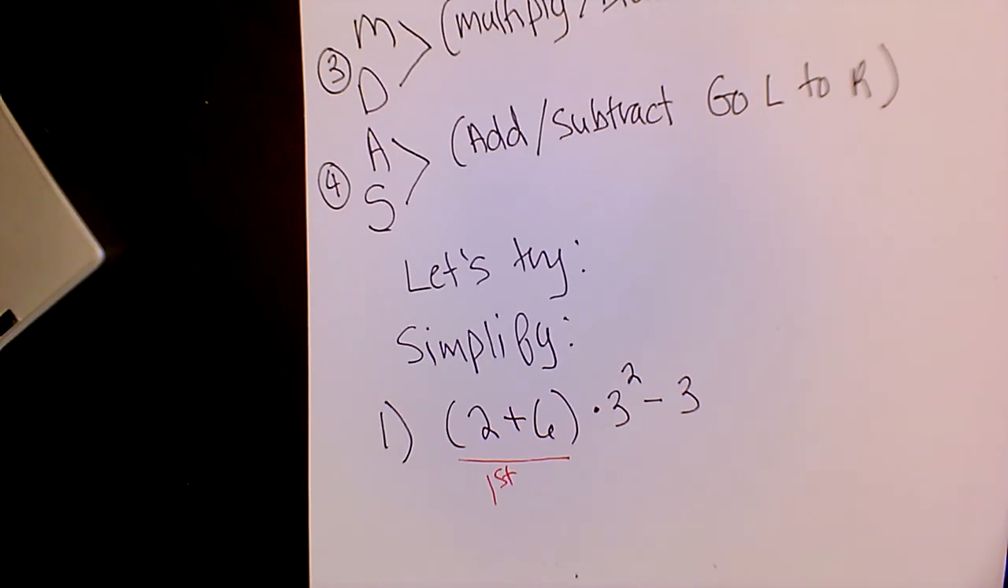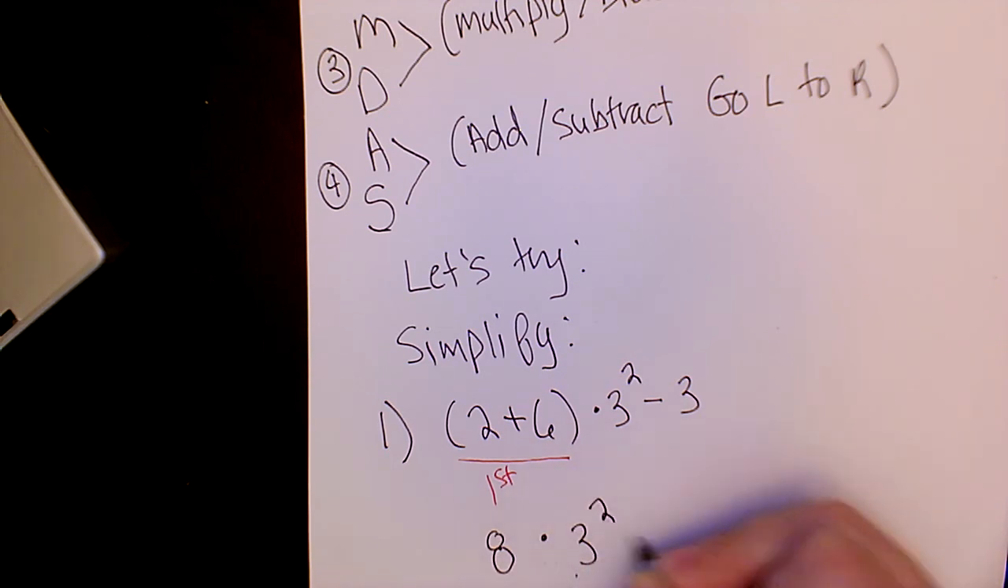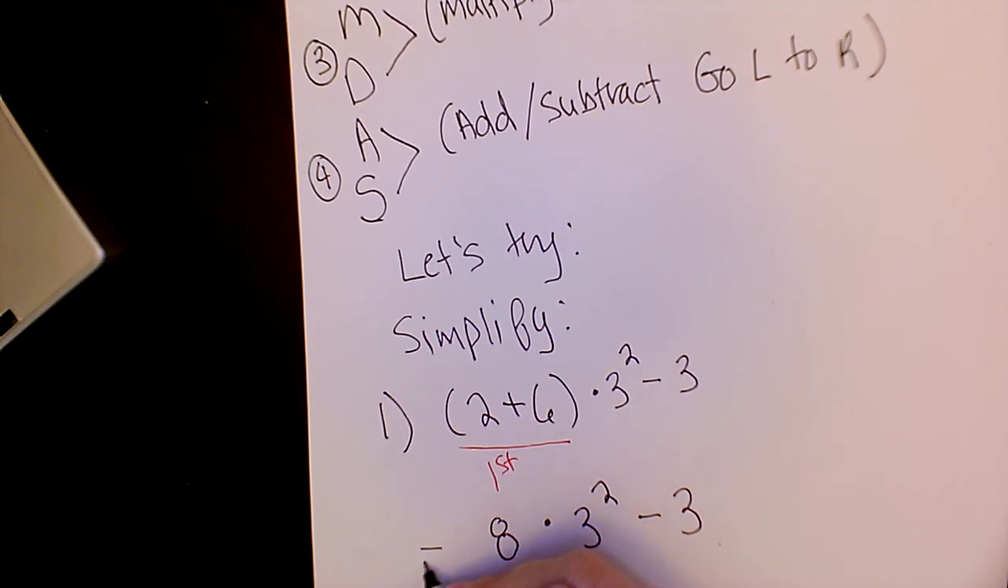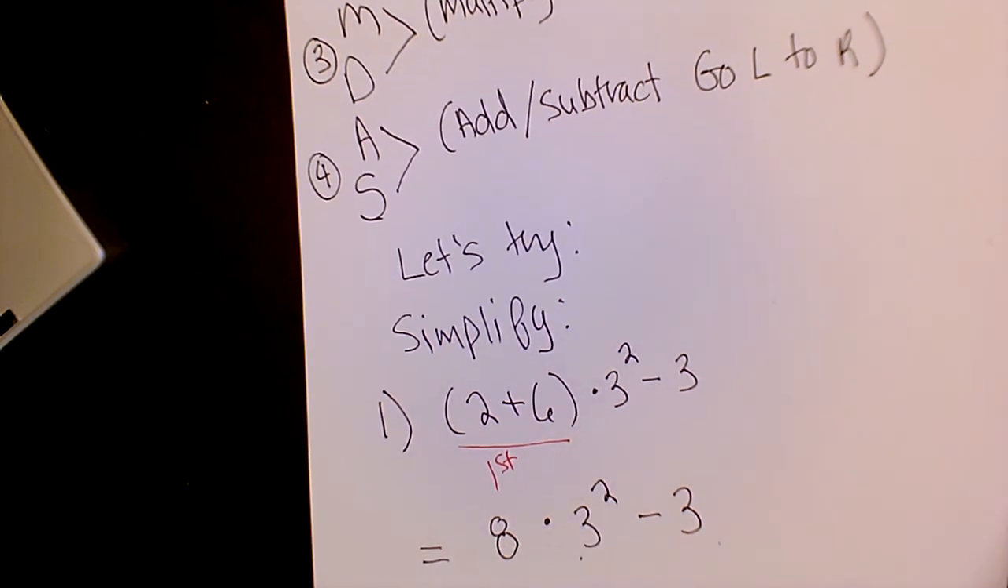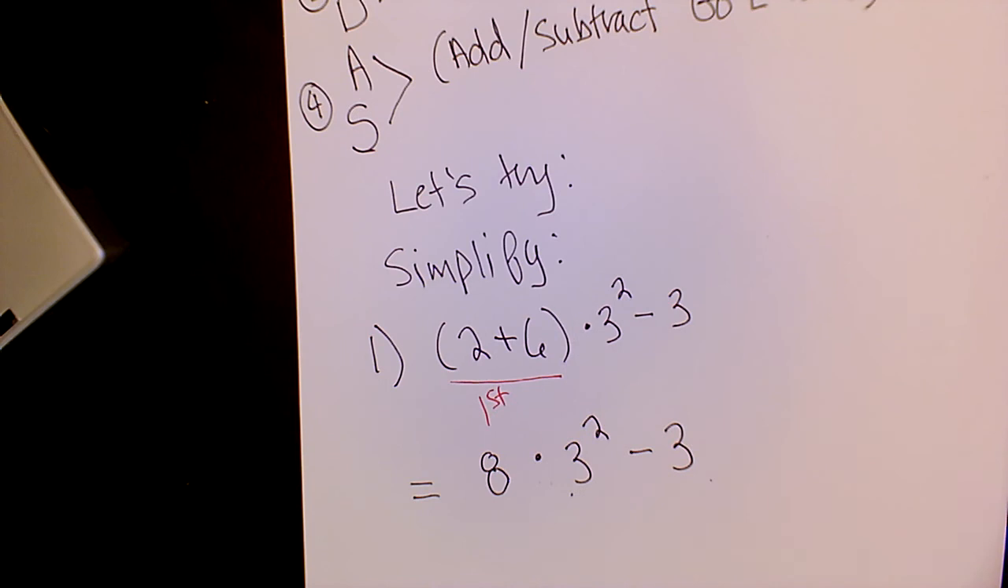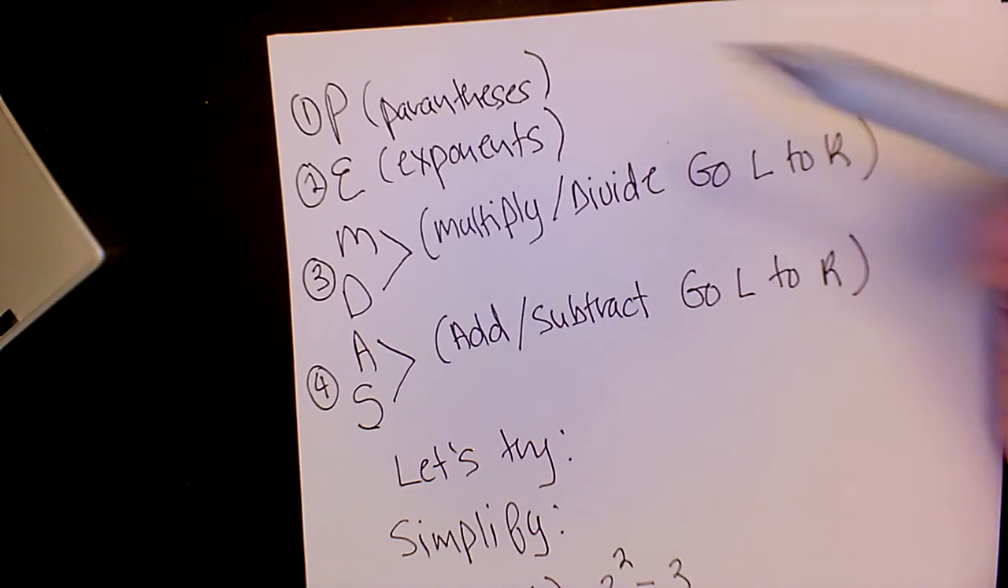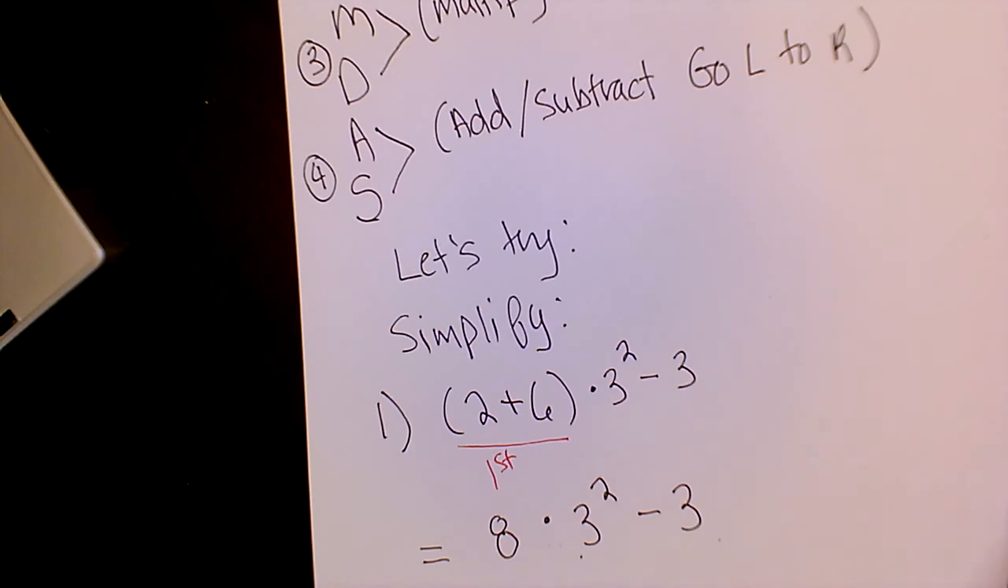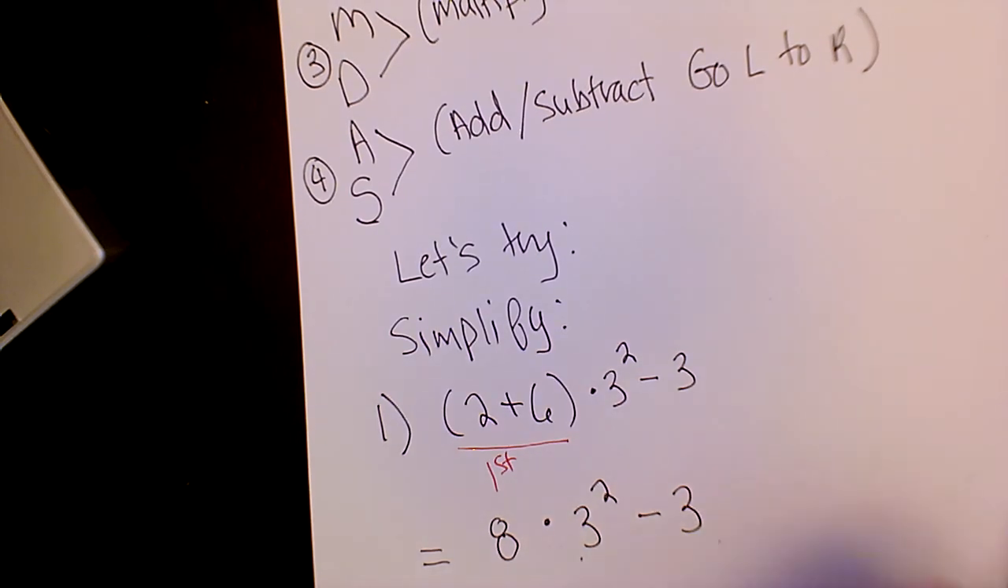So, inside the parentheses, I've got 2 plus 6, which is 8. And then I'm going to bring the rest down, because you need to keep organized when you're doing PEMDAS problems. Okay, so I did parentheses. Second on my list is exponents. I do have an exponent, so I'm going to do this second.